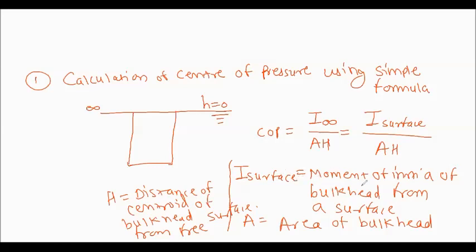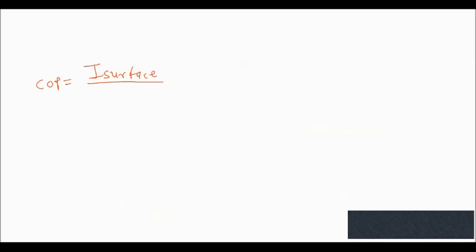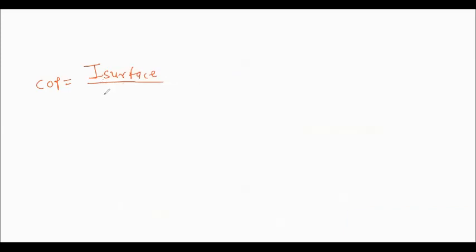What is I surface? I surface is a moment of inertia of the bulkhead from a surface. A is the area of the bulkhead. H is the distance of the centroid of the bulkhead from the free surface. Now I will write the formula once again here: I surface divided by AH. So I will draw this diagram here.